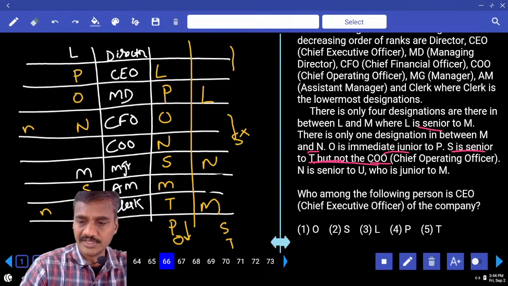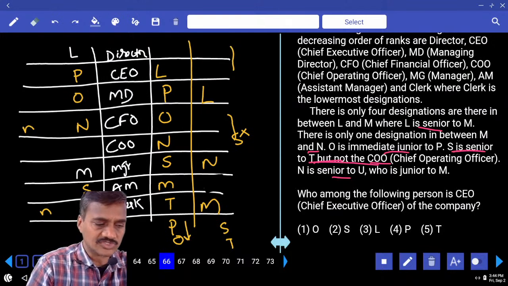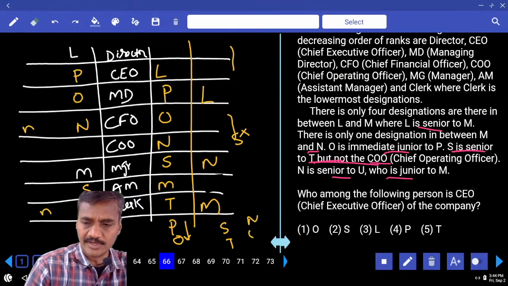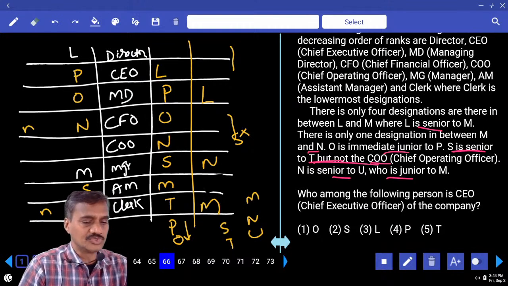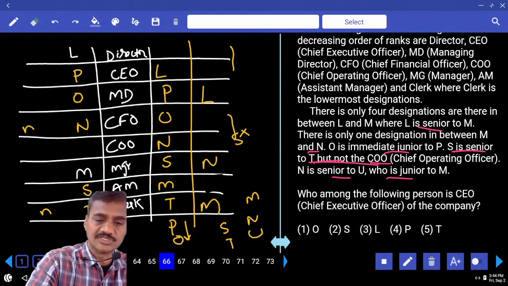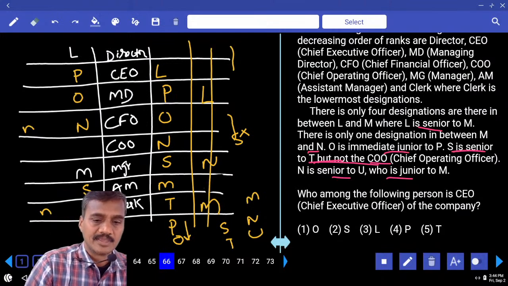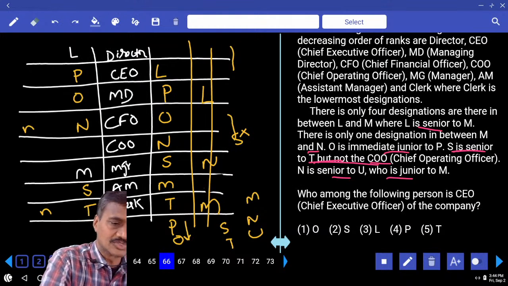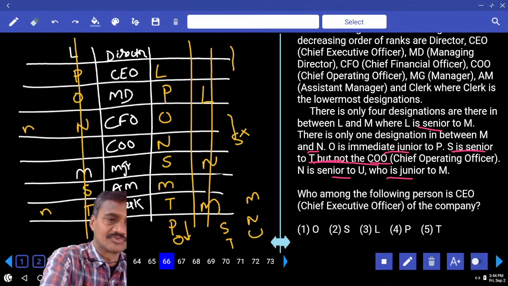Next one, N is senior to U. N is senior to U means, where is this N? N and U, N is senior to U, and U is junior to M. As U is junior to M, what are the different possibilities we have? In this case it is not possible. And in this case it is not possible. And M and U, here also it is not possible. Now we are left with this case.